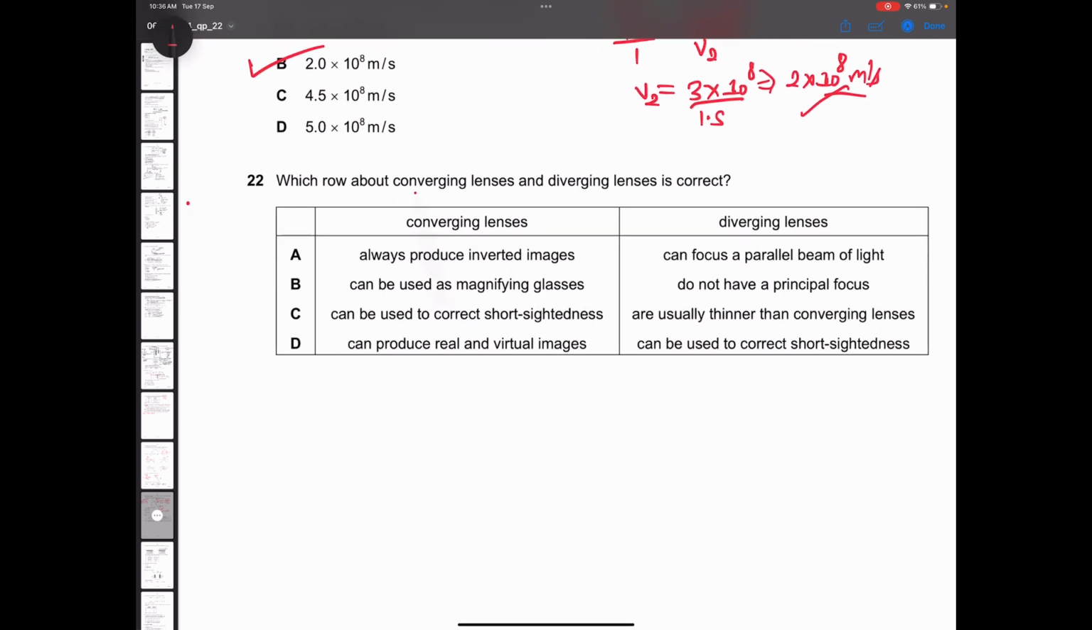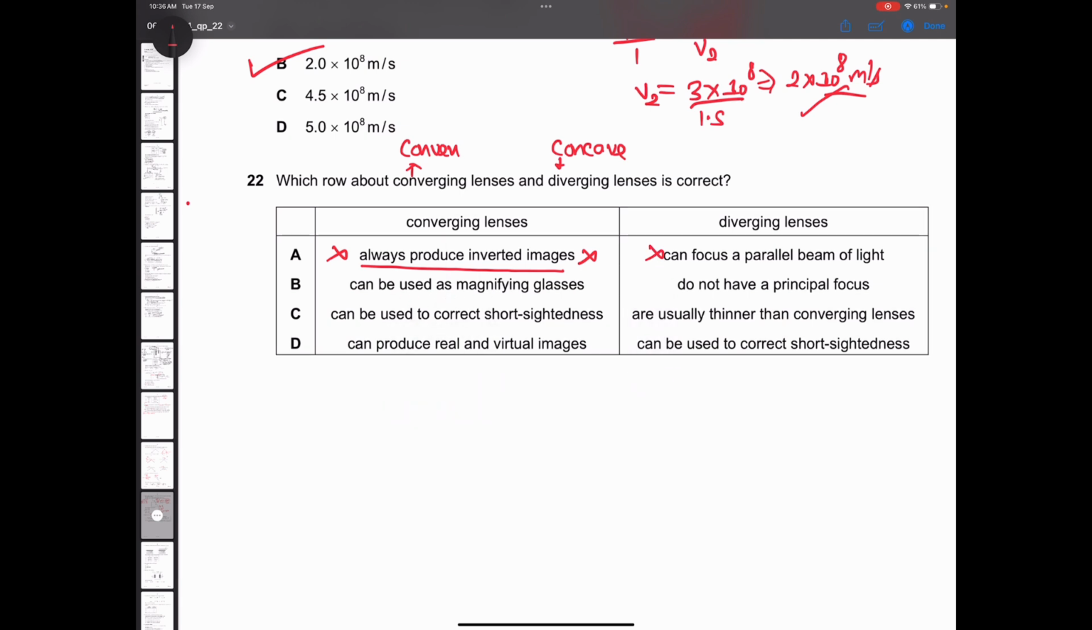Which row about converging lenses and diverging lenses is correct? Converging lenses are the convex ones, diverging lenses are the concave ones. Converging lenses always produce inverted images? No. There are 6 cases for converging lenses in our syllabus. 5 cases produce inverted images, but the last case, which is the magnifying glass case, forms a virtual erect image. So this statement is not 100% correct. Diverging lenses do not focus a parallel beam of light, they diverge the light rays. Converging lenses can be used as a magnifying glass.